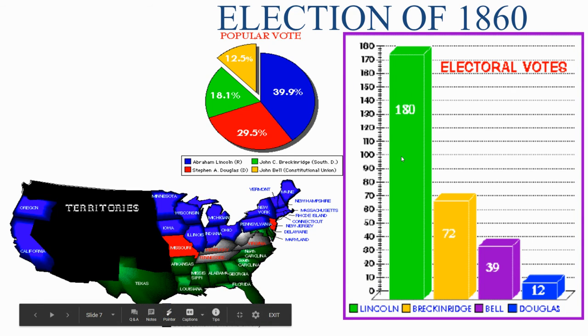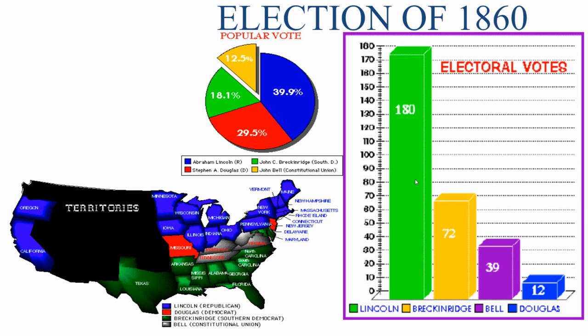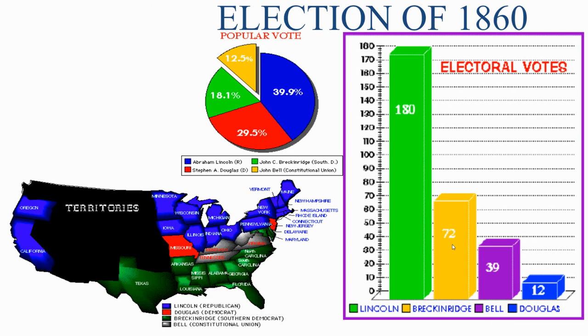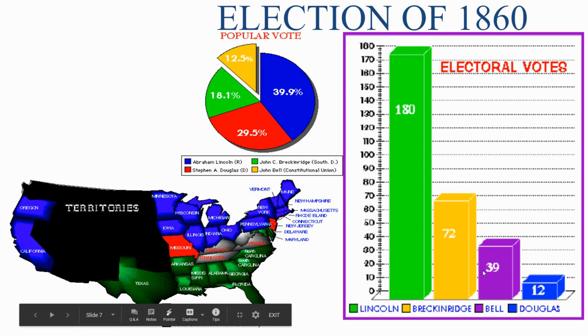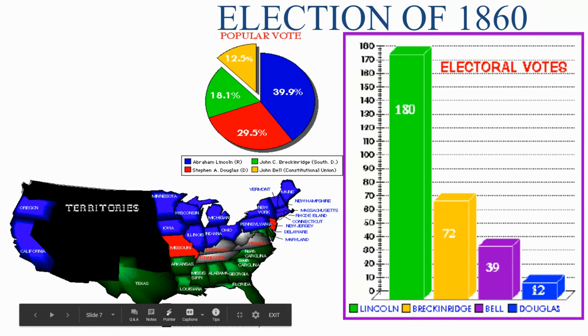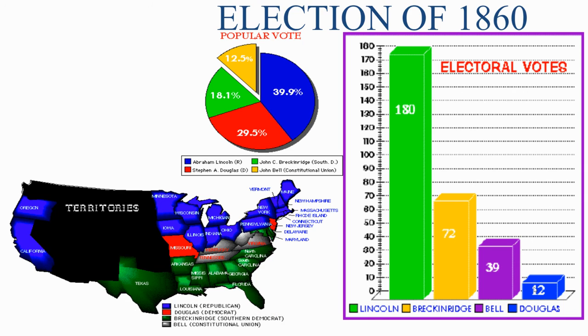Now, this is what makes the South angry. If we look at the electoral votes, Lincoln, 180 votes. Breckinridge, 72. John Bell, 39. Now, Douglas, even though he has 30% of the popular vote, he only gets 12 electoral votes. And this enrages the South. They are so angry about this. This is what really tips the scale for them.